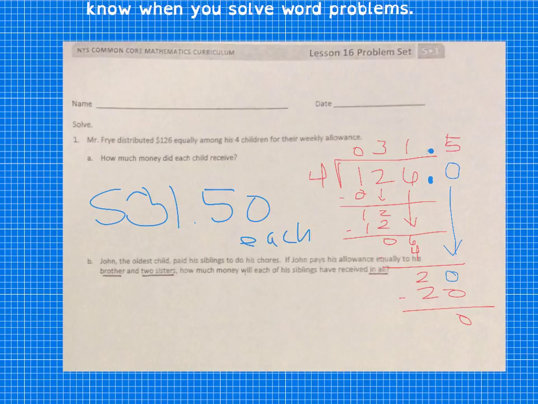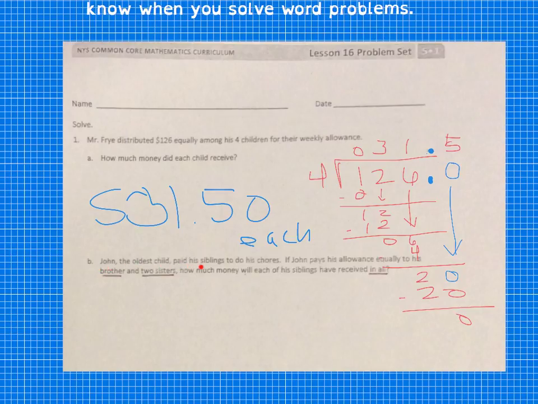I could check my work by doing $31.50 times 4 because multiplication is the opposite of division. So if I took my answer, my quotient, times my divisor, I should get my dividend. So if I did 31.5 times 4, I should get 126. I'm now going to move on to the second question.